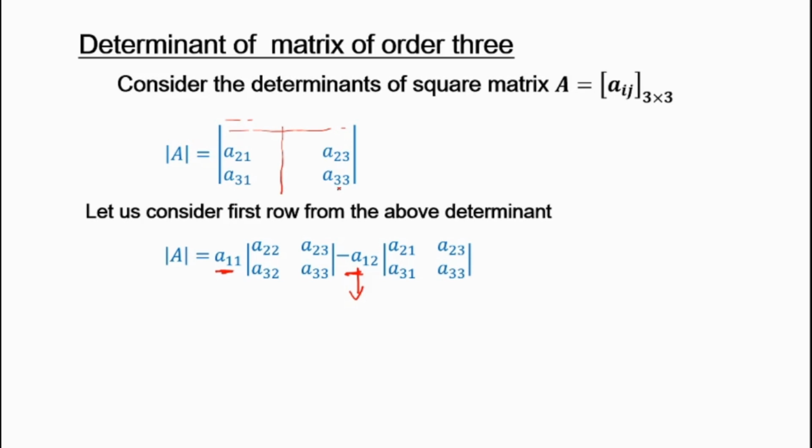See, observe that we have A11 first, then A12. Next element will be A13. So we have taken plus A13 into determinant of A21, A22, A31, A32. How does this determinant come? That is the determinant of the elements obtained by deleting the first row and the third column.